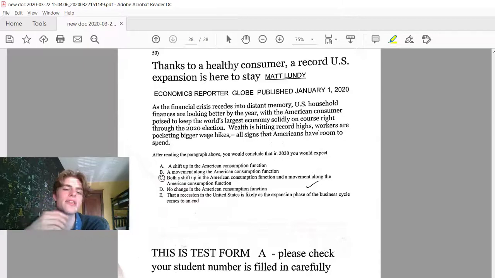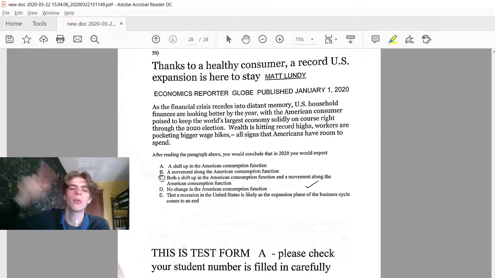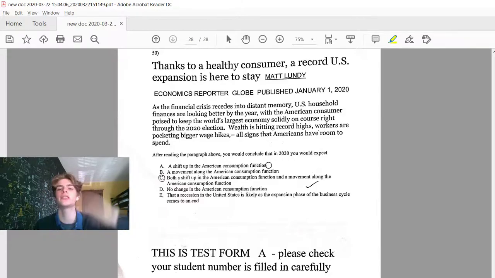Oh, actually, no, this makes sense. So, we've gotten more money. So, obviously, we are going to consume more. And, what does that mean? We have C is equal to little c plus cy. And because our y has gone up, we're going to move upwards along the curve. So we're going to see a shift up because our autonomous consumption is going to change, and a movement along because we've gotten more income.